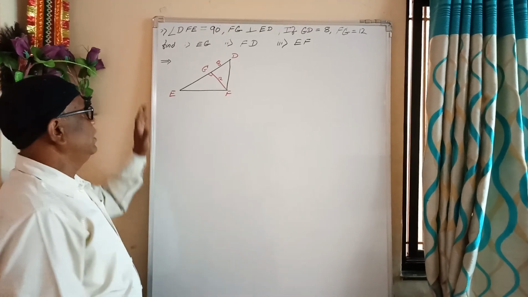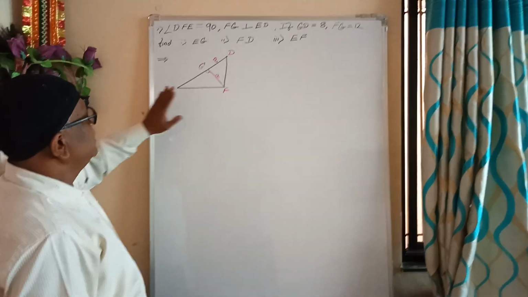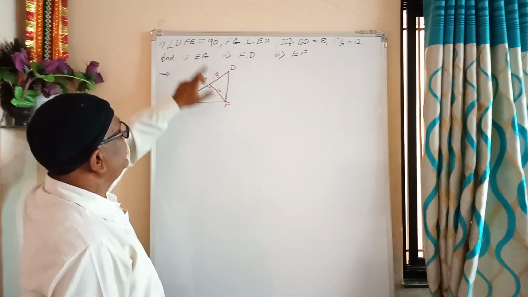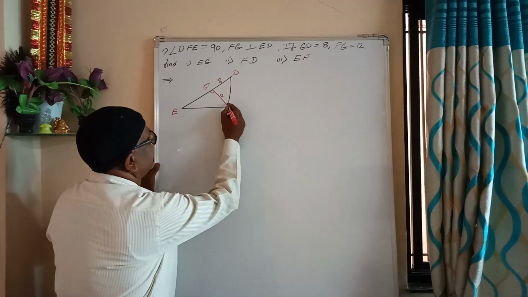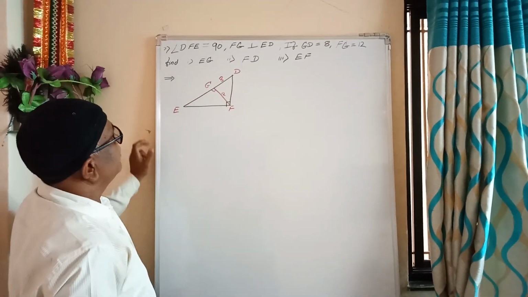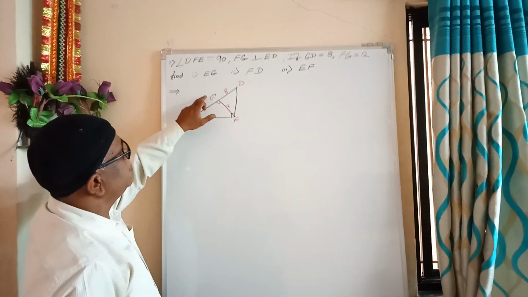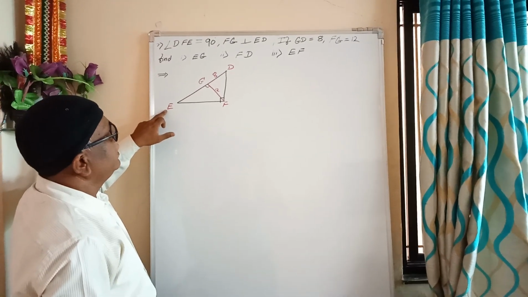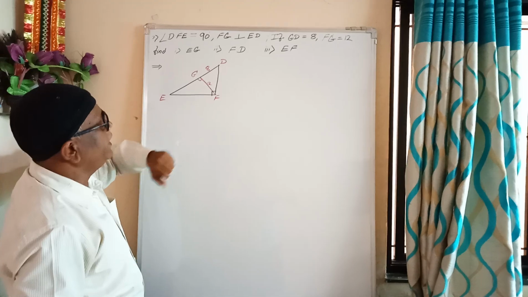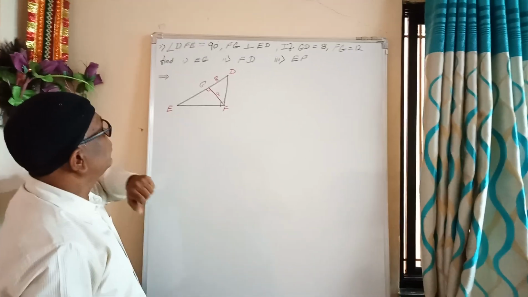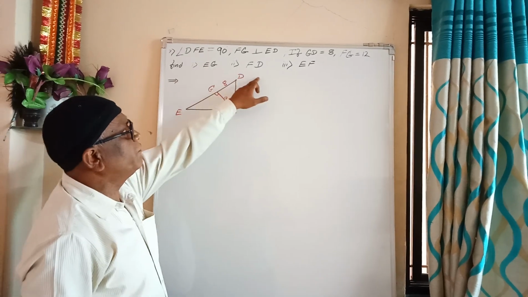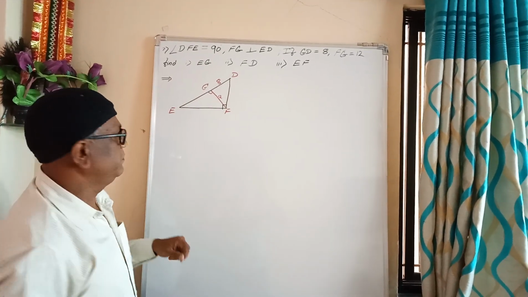Now in the 7th example, in the adjoining figure it is given that angle DFE is 90 degrees, FG is perpendicular to ED. In this, GD is equal to 8, FG is equal to 12. Find EG, FD and EF.